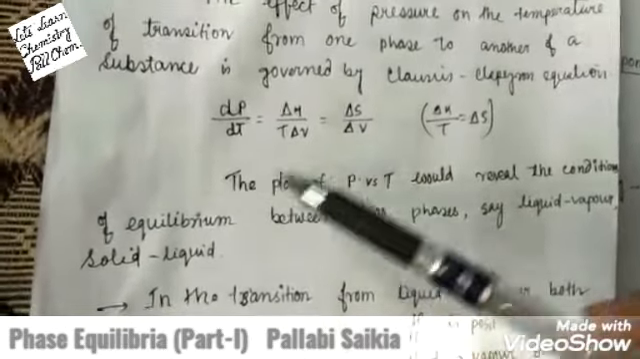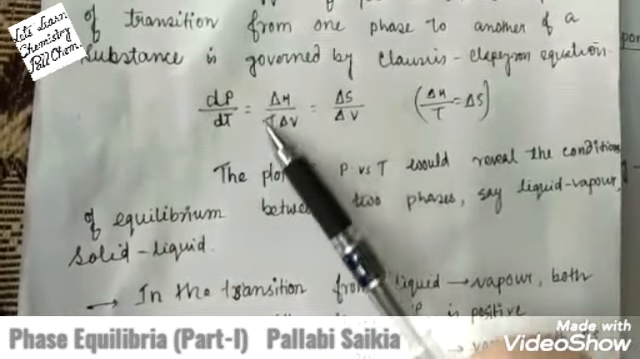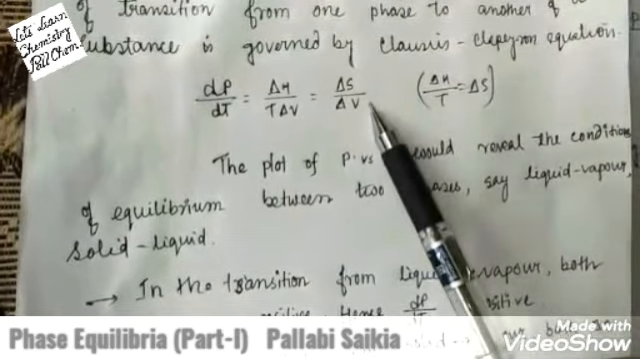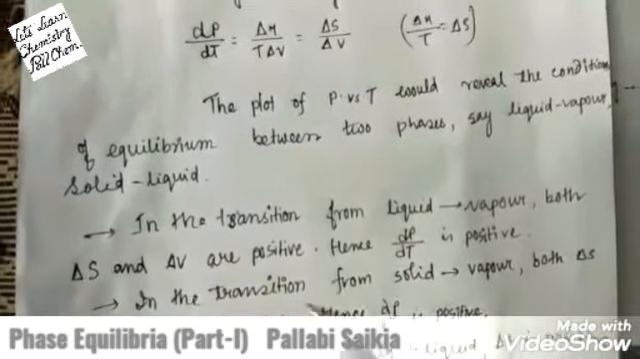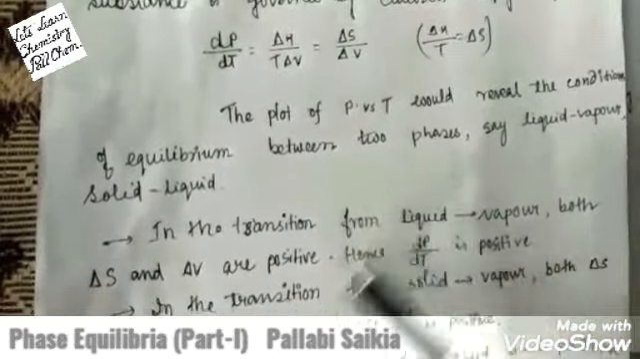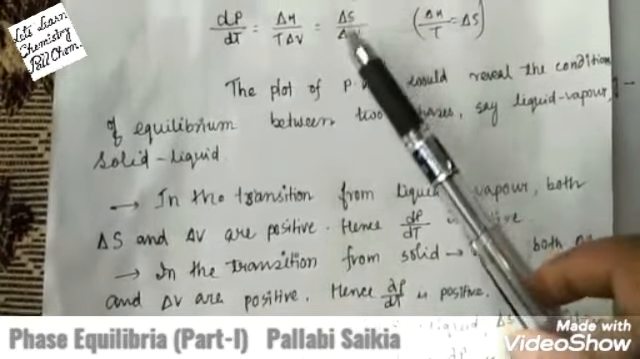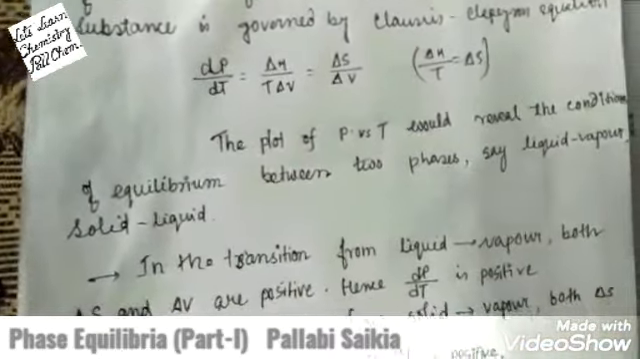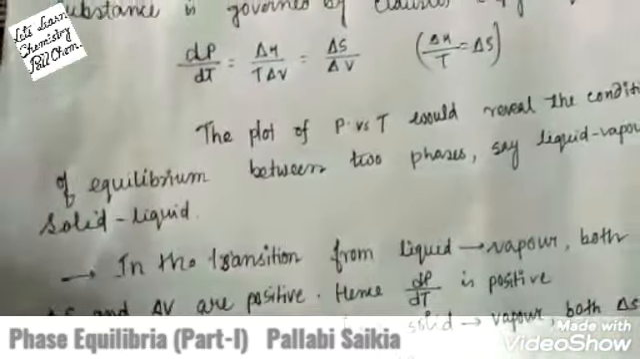So the plot of P and T would reveal the conditions of equilibrium between the two phases. In the transition from liquid to vapor, dP/dT is positive because ΔS, the entropy, is positive, and volume change is also positive. Similarly, in the transition from solid to vapor, ΔS is positive, ΔV is positive, so dP/dT is positive. In the transition from solid to liquid, ΔS is positive, but ΔV is either positive or negative. Hence, dP/dT may be either positive or negative.